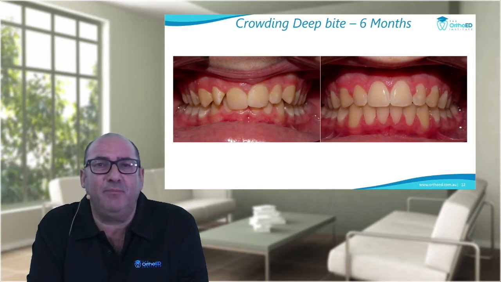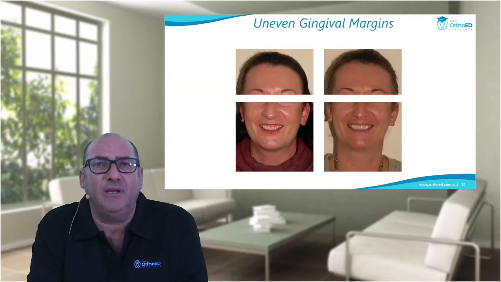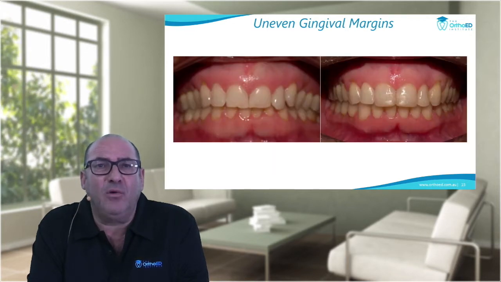These are just examples of pictures in our Smile Fast picture book. Crowding with a deep bite that we treated in 6 months. Rotated teeth, we treated in 5 months. This was with Smile Fast, but you can do all of this with OrthoED as well, as you're going to see. How we treated uneven gingival margins, the before and after picture, and the intraoral picture showing how we've evened the gingival margins and then built up the composite on the incisal edges to restore them after we've intruded those over-erupted upper anterior teeth.